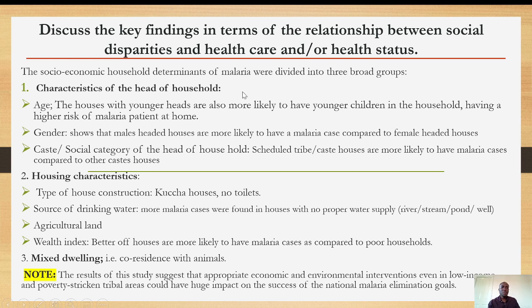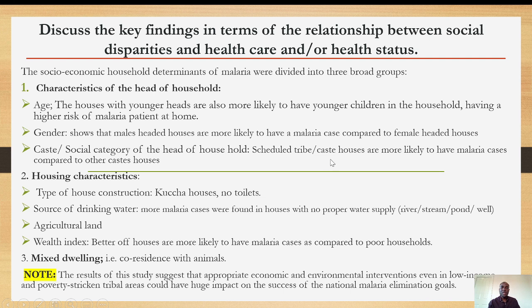The second part talks about discussing the key terms and how they relate to the disparities. The socio-economic household determinants of malaria in the area were divided into three subgroups: the characteristics of the household head, the housing characteristics, and the mixed dwelling. Under the head of the household, you had the age, gender, and the caste. On age, younger people under 30 turned out to have more malaria cases than those aged 50, 60. And the male-headed houses were more likely to have more malaria cases compared to female-headed houses.